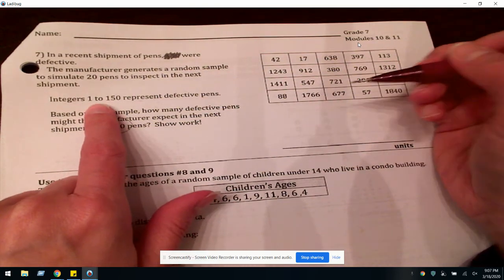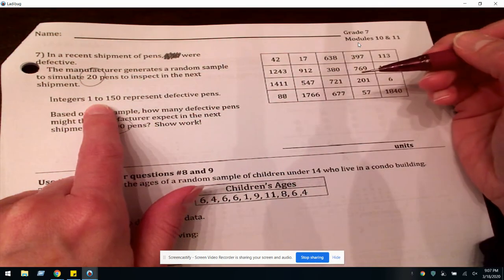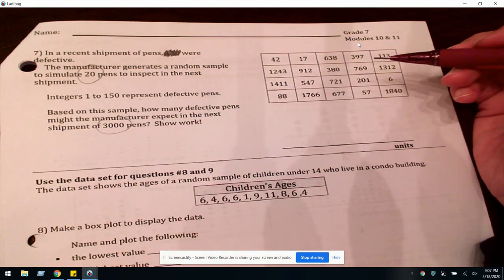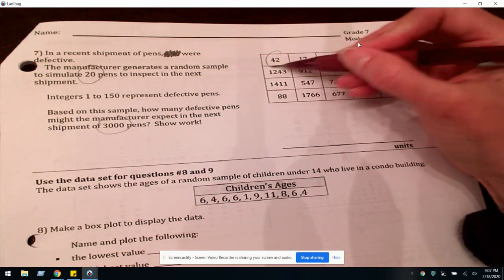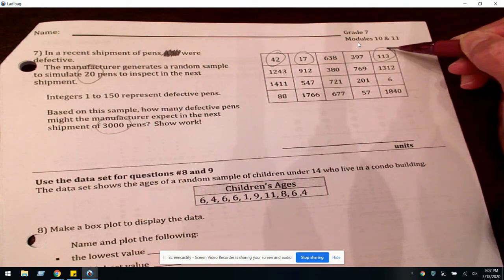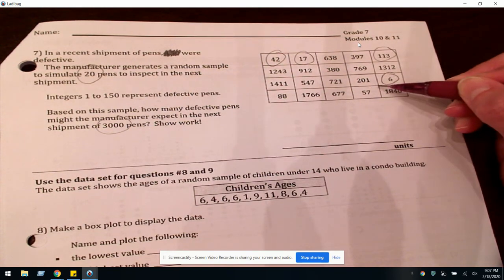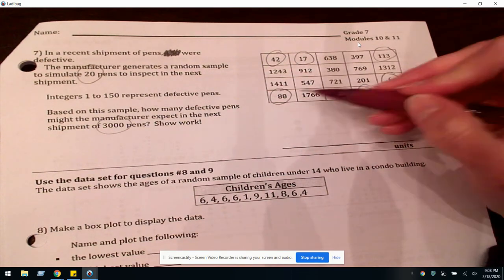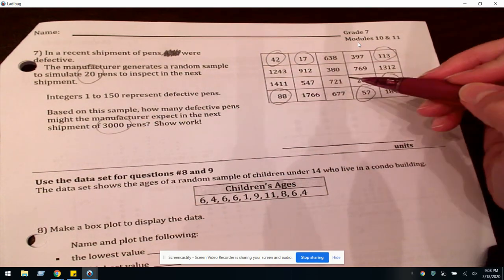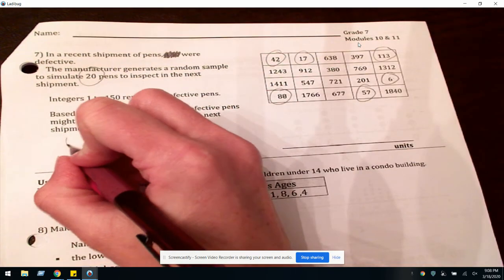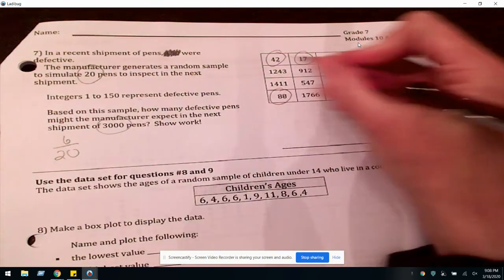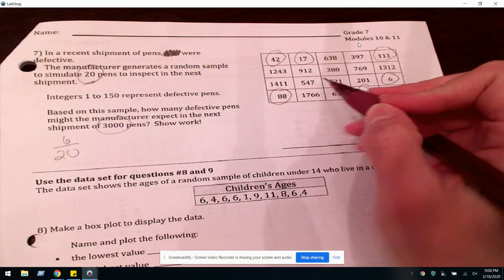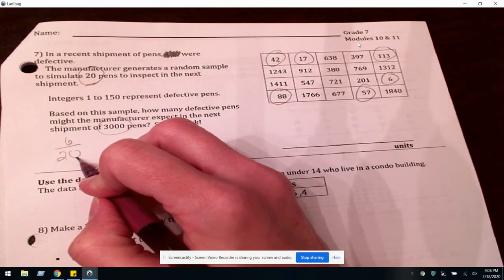Okay, so first thing we want to do, we know that there's 20 in the sample, and we want to figure out how many in the sample are defective. So any numbers that are between 1 and 150 are the defective ones. If you look, there are 1, 2, 3, 4, 5, 6 numbers that are between 1 and 150. That means 6 out of the 20 that are up here. I could also count these. 6 out of 20 were defective.